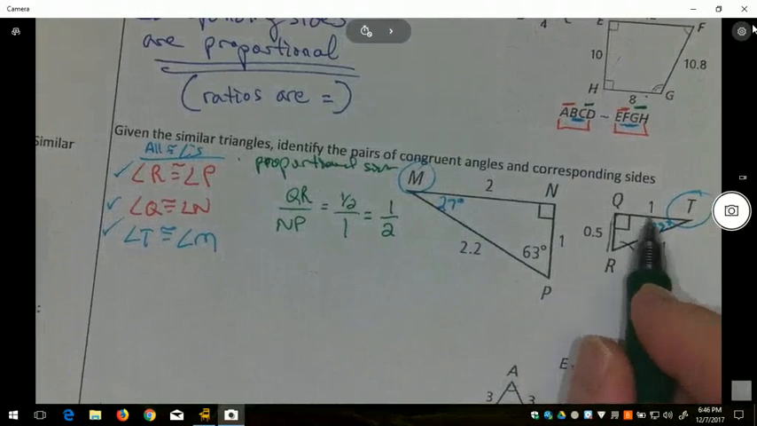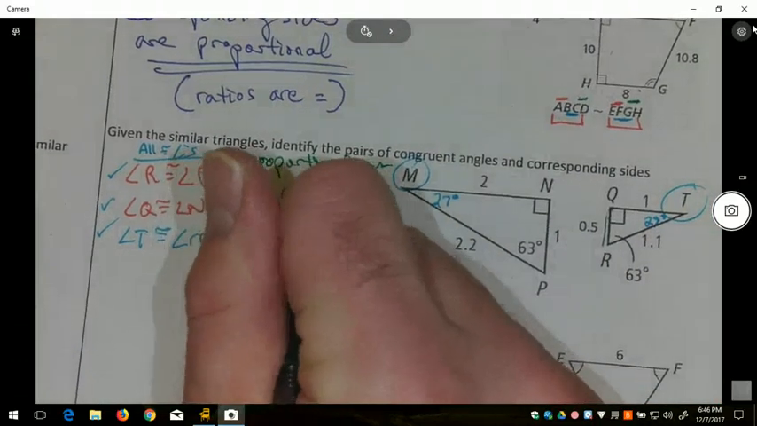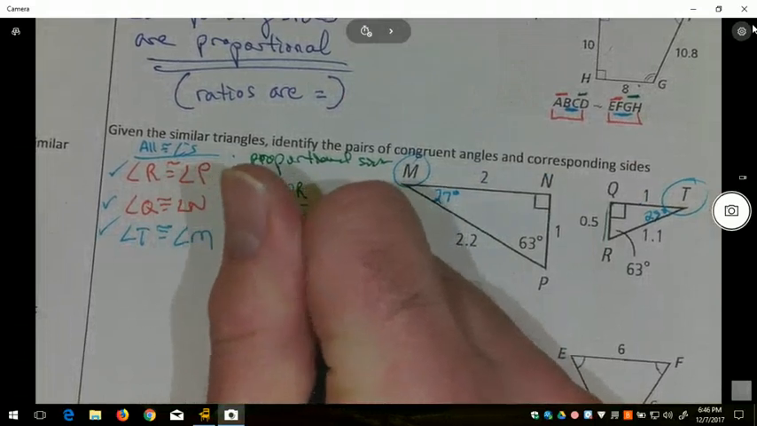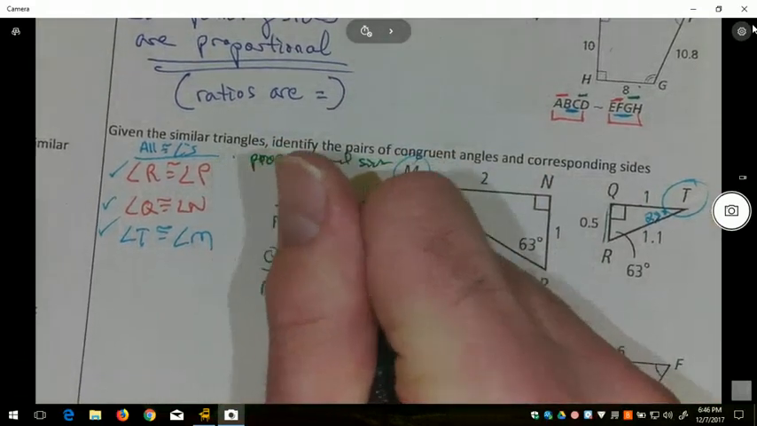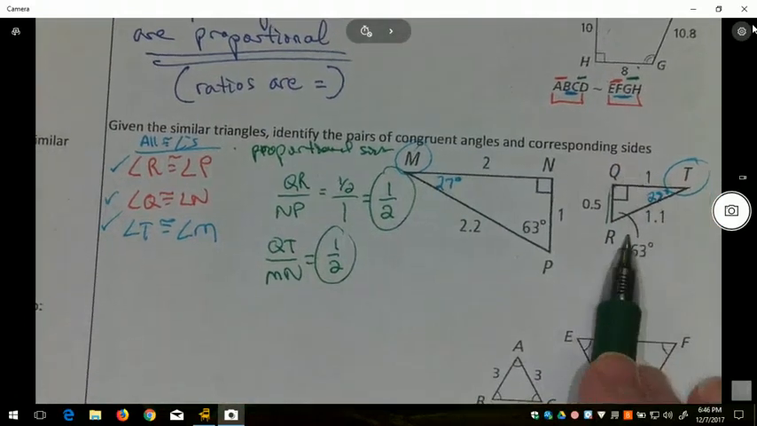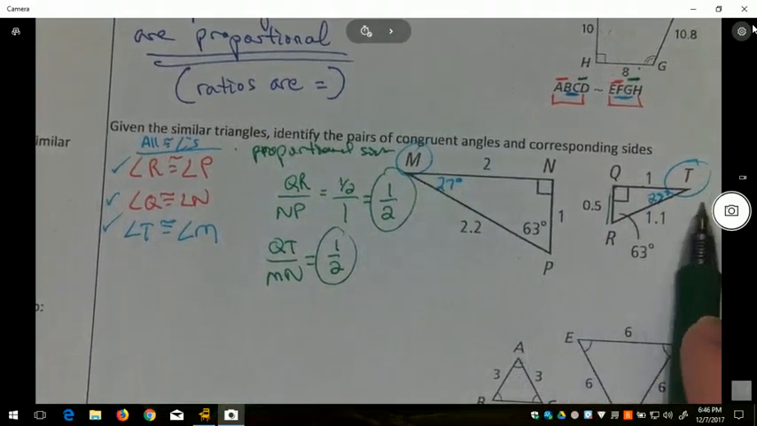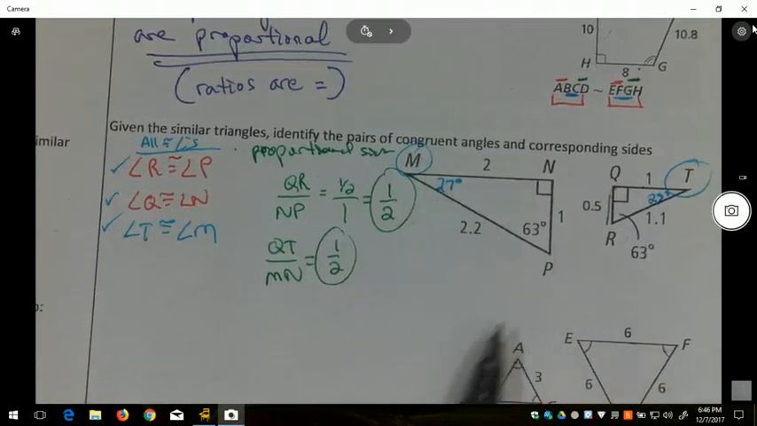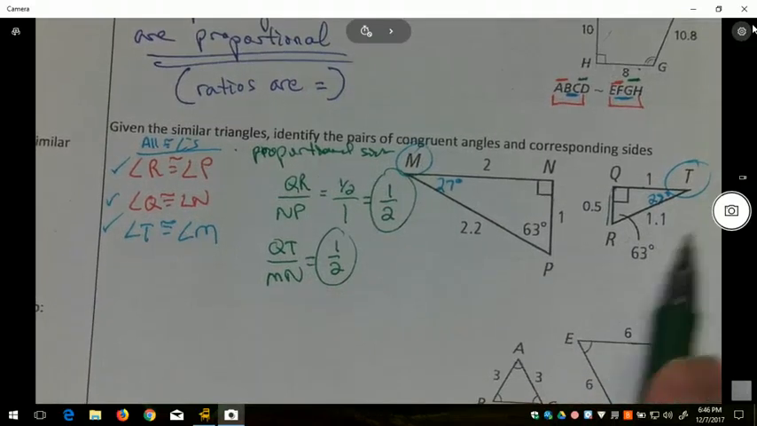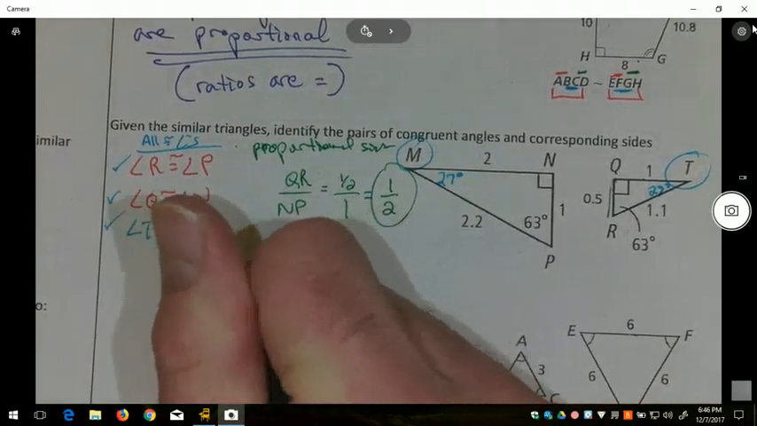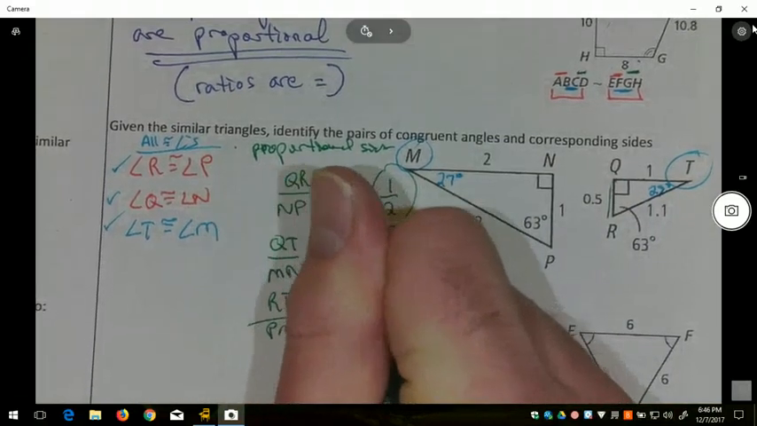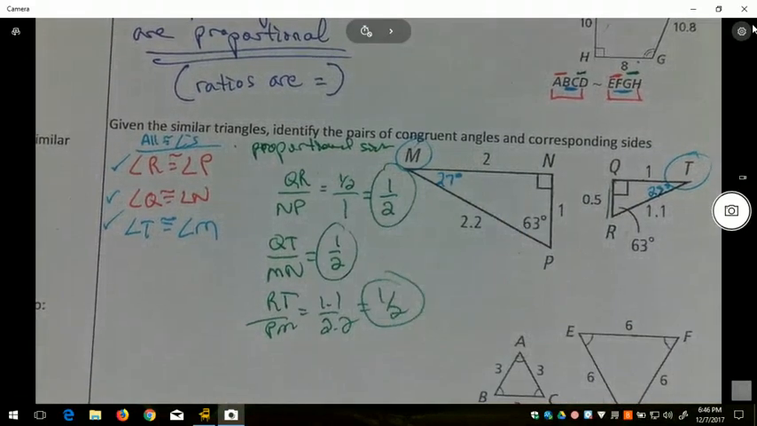Next, I'll do the middle length, QT. QT matches up to MN. They aren't congruent. When I put 1 over 2, I once again get a ratio of 1/2. And I also have the hypotenuse, RT, and in this case the hypotenuse is PM, matching up from the angles that match up, RT and PM. RT over PM is 1.1 over 2.2, which again reduces to a ratio of 1/2.